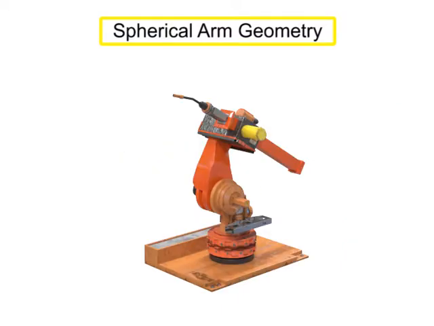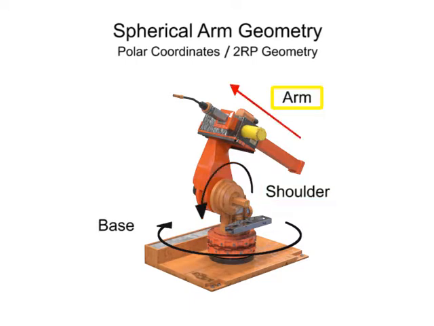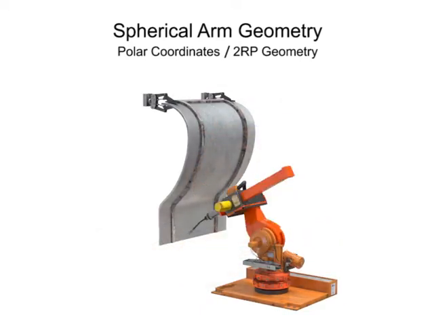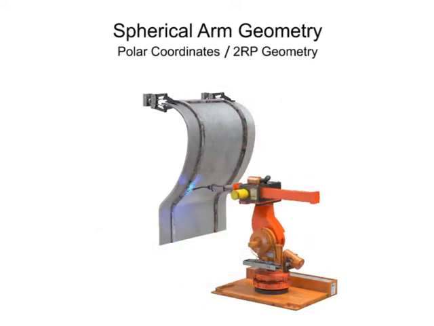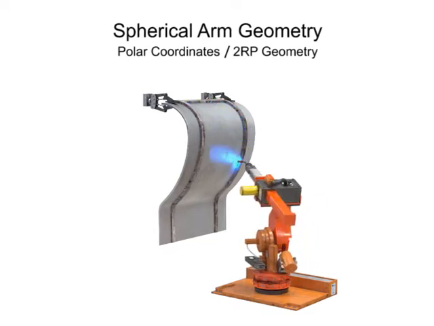Spherical arm geometry robots can rotate in two directions and move linearly in one, and thus are given the designation of 2RP. The robot has base rotation, shoulder rotation, and prismatic or linear motion at the arm. This type of robotic arm is most often used in machine tending, material handling, welding, painting, coating, and assembly tasks.